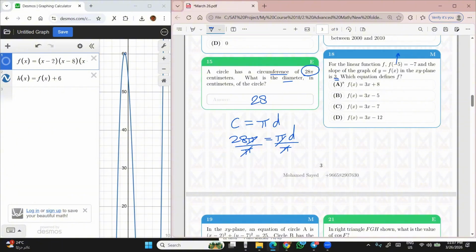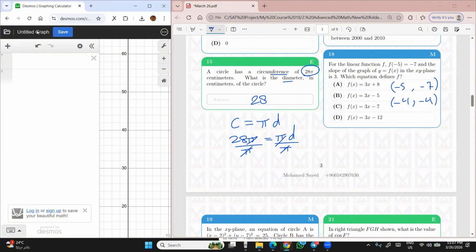So the slope is the change in y that relates to the change in x. So negative 5 and negative 7, if we increase this negative 5 by 1, it becomes negative 4. But you have to increase this by 3 because that's the slope. Negative 7 plus 3 is negative 4 as well. Now we can write this on Desmos as a table, and that gives you the answer easily in less than 1 minute.